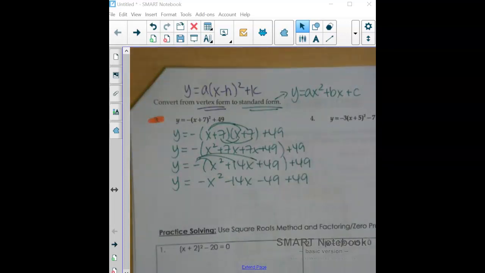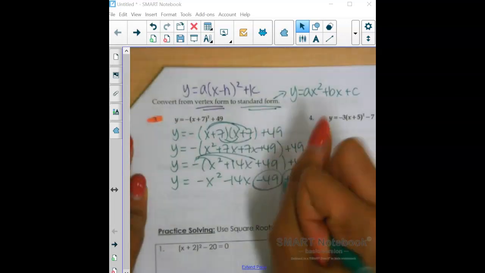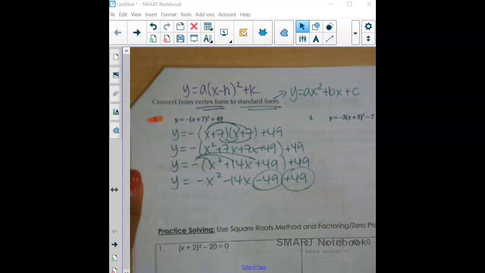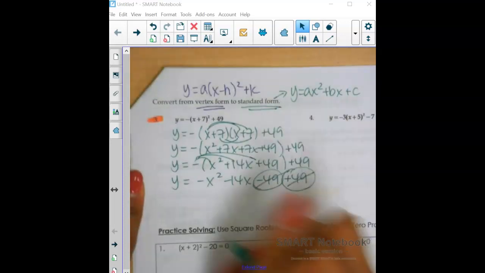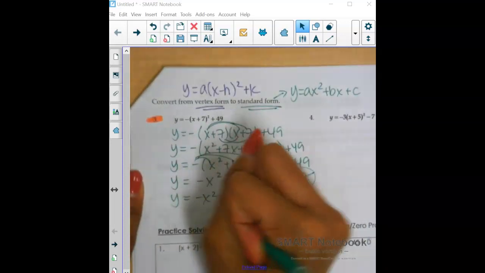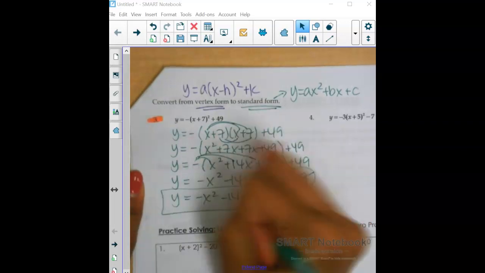Last thing we need to do is see if there's any last things that we can combine. I see a negative 49 and a positive 49. Can I combine those? Yeah, we can combine them. When you combine both of those, though, what happens? They cancel out. That's your answer.